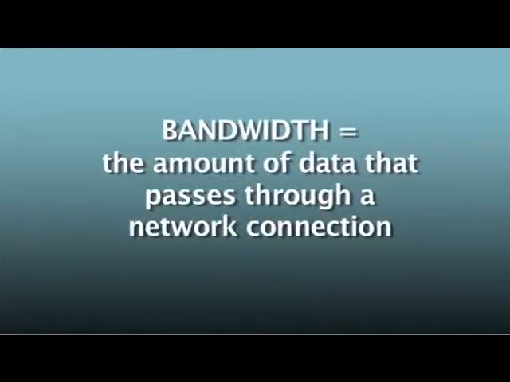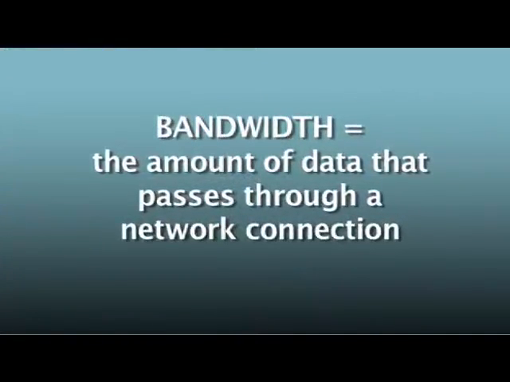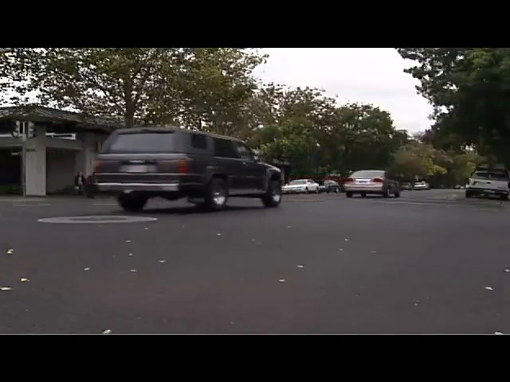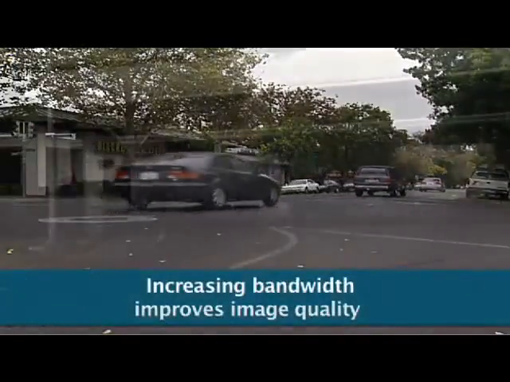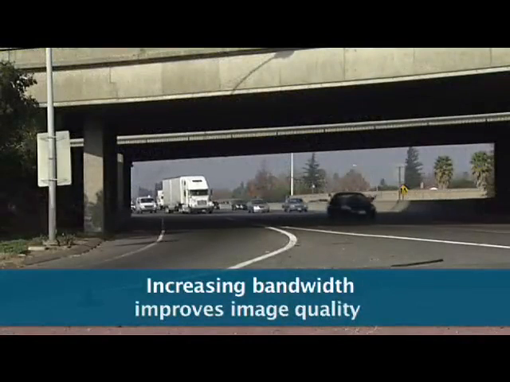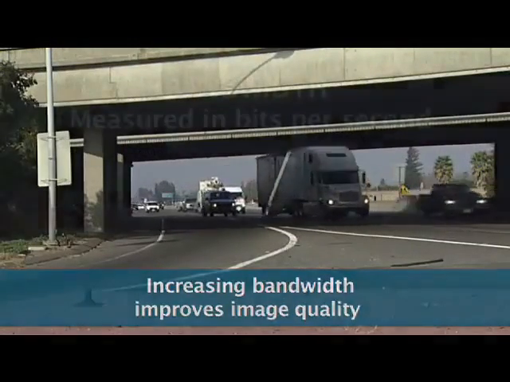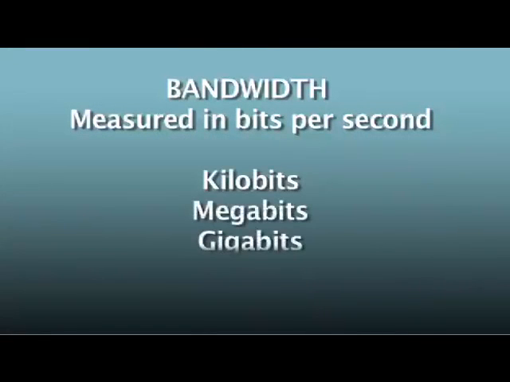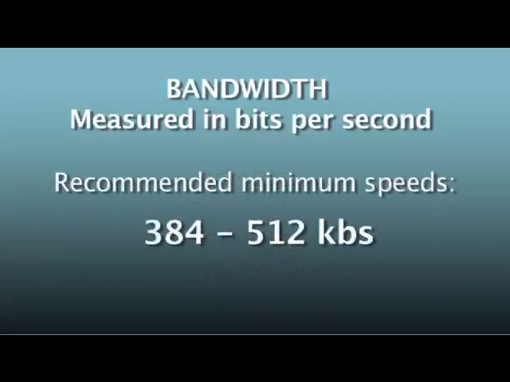The amount of data that passes through a network connection is referred to as bandwidth. Bandwidth can be thought of as the roads on which data travels. Increasing bandwidth, like adding lanes on a highway, allows for more data to be transmitted, resulting in higher image quality. Bandwidth is measured in bits per second and is measured in kilobits, megabits, gigabits, and even terabits. Recommended minimum speeds for telemedicine applications range between 384 kilobits and 512 kilobits.